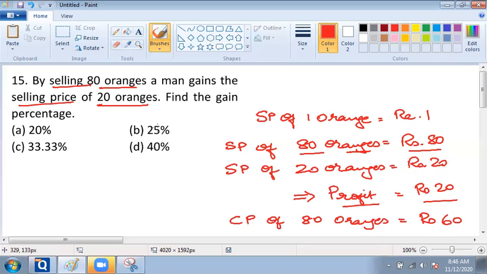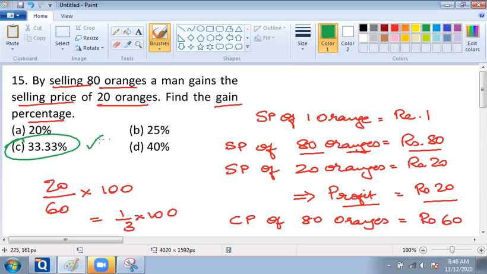It is asked, find the gain percentage, that is profit percentage. Profit percentage is calculated as profit upon cost price into 100. We can see that this corresponds to 1 by 3 into 100, and that corresponds to 33.33 percentage. So option C, 33.33 percentage, is the final answer for our question.